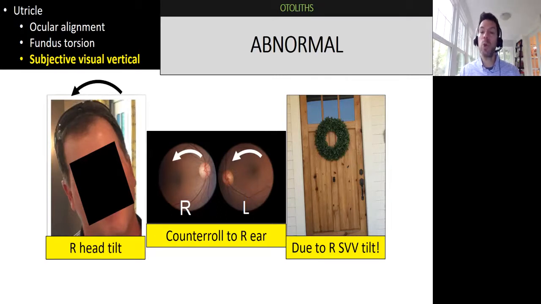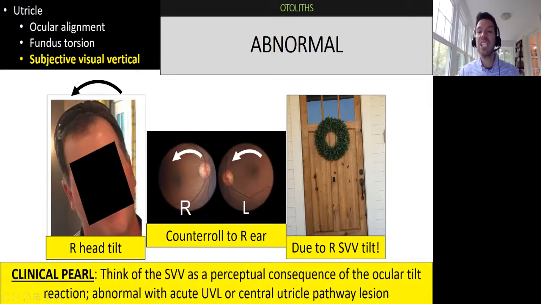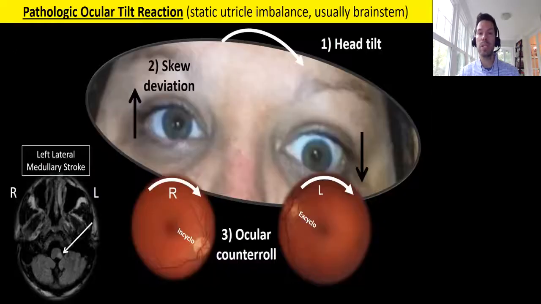Patients who take pictures of the horizon who have an OTR, again, the horizon, everything will be tilted as well. Think of the SVV as the fourth component of the OTR. It's a perceptual consequence of the OTR. The patient thinks that earth vertical is in the same direction as the head tilt, as the ocular counter roll. It's also going to be abnormal, at least transiently, with a unilateral vestibular loss, as in a vestibular neuritis. But the degree of the tilt is much less with a peripheral lesion than it is with a central lesion.